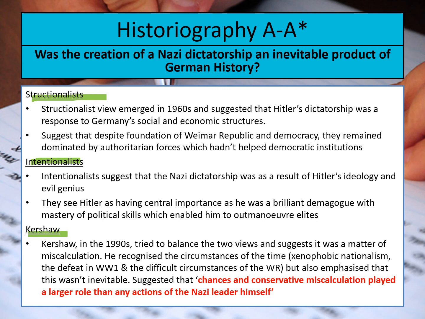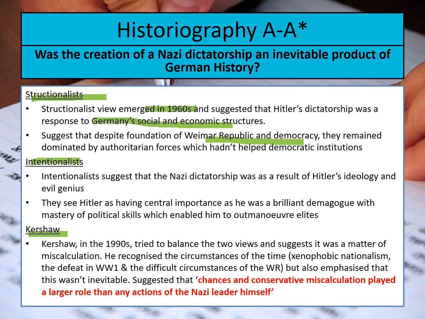So the structuralist view is one that emerged in the 1960s that basically believes that Hitler's dictatorship was a response to Germany's social and economic structures. Essentially, they don't think that the revolution really went far enough in 1918, and they believe that democracy wasn't really firmly established in Germany, and therefore it's not really that surprising that the Nazi dictatorship was created from 1933, because they basically hadn't created strong democratic institutions during the years of the Weimar Republic.